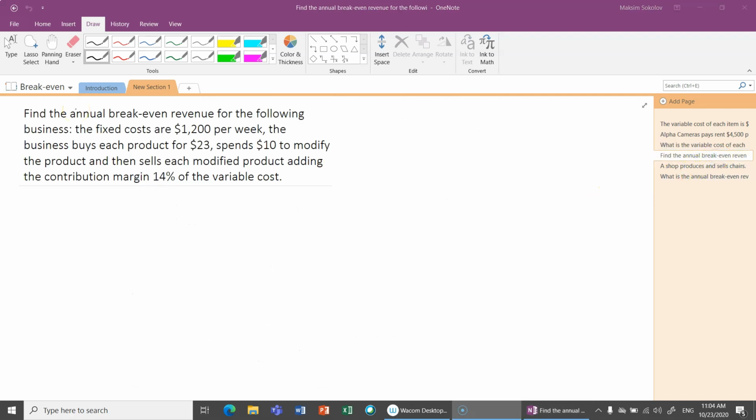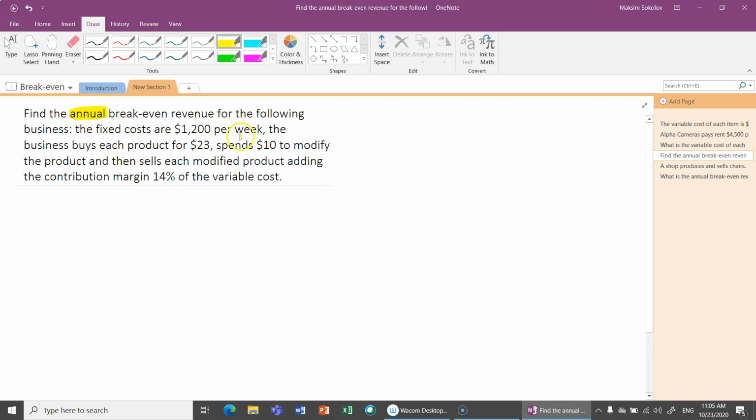Find the annual break-even revenue for the following business. The fixed costs are 1,200 per week. The business buys each product for $23, spends $10 to modify the product, and then sells each modified product, adding contribution margin 14% of the variable cost. Let's analyze this problem. We have here break-even volume that we need to find for a year, right? So it's annual break-even volume that we need.